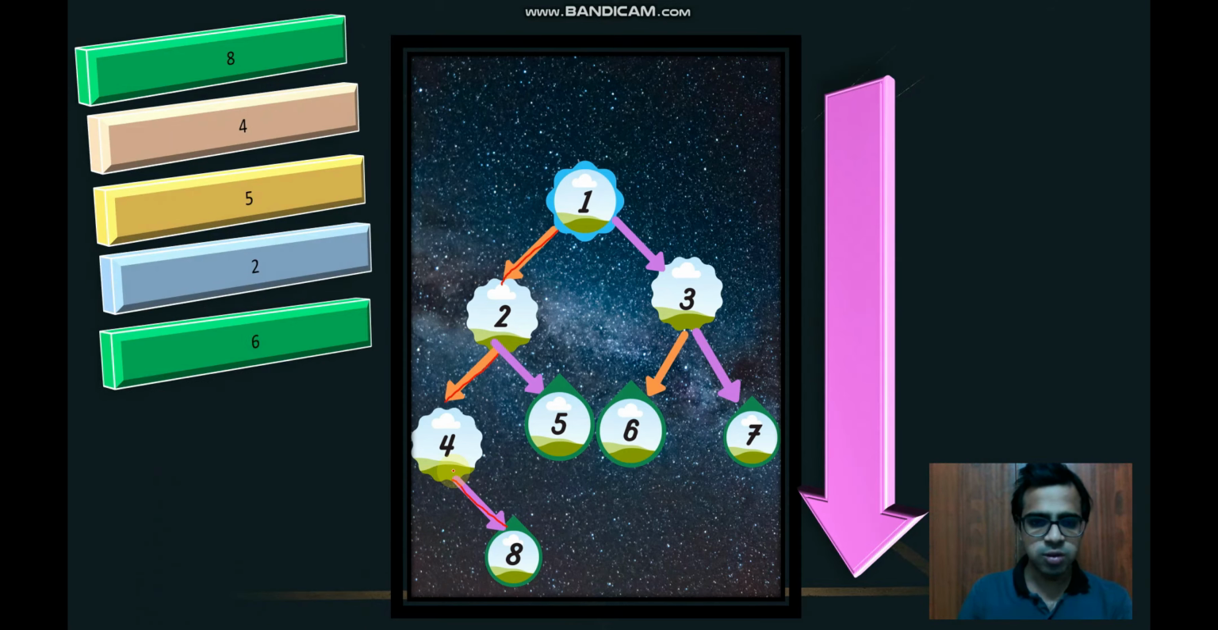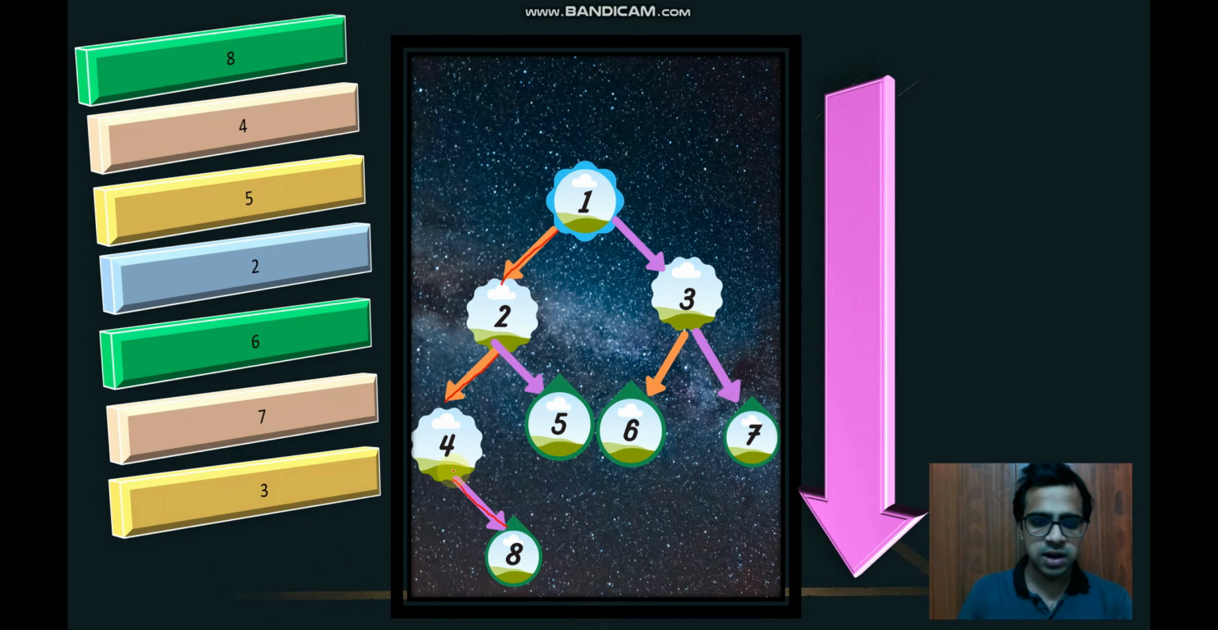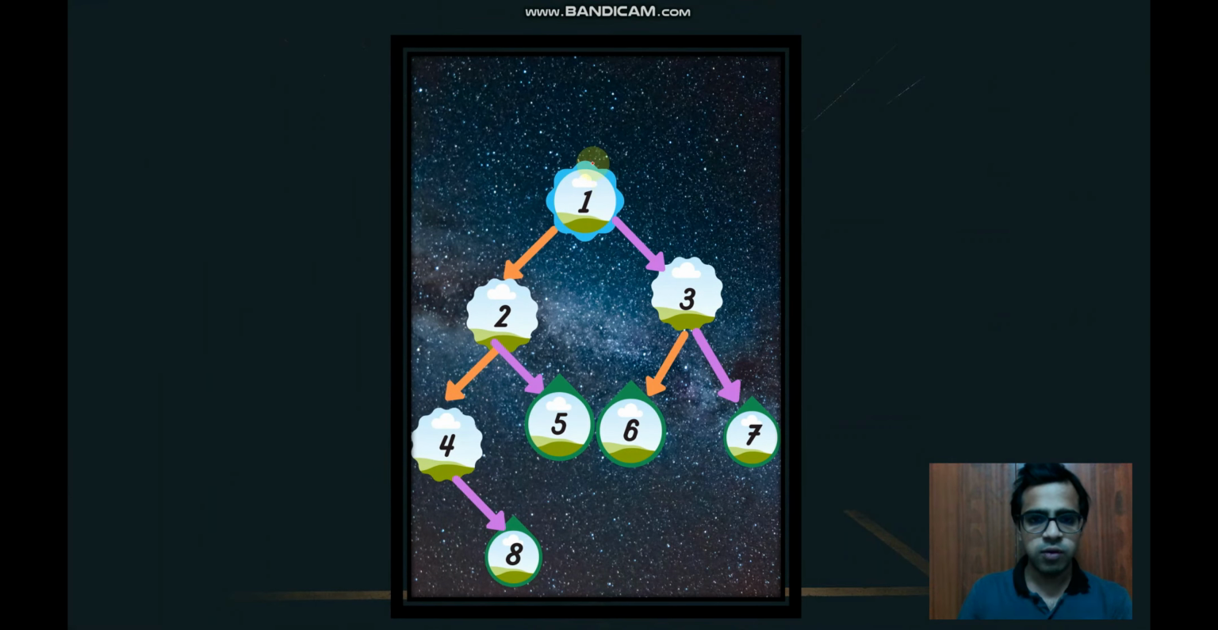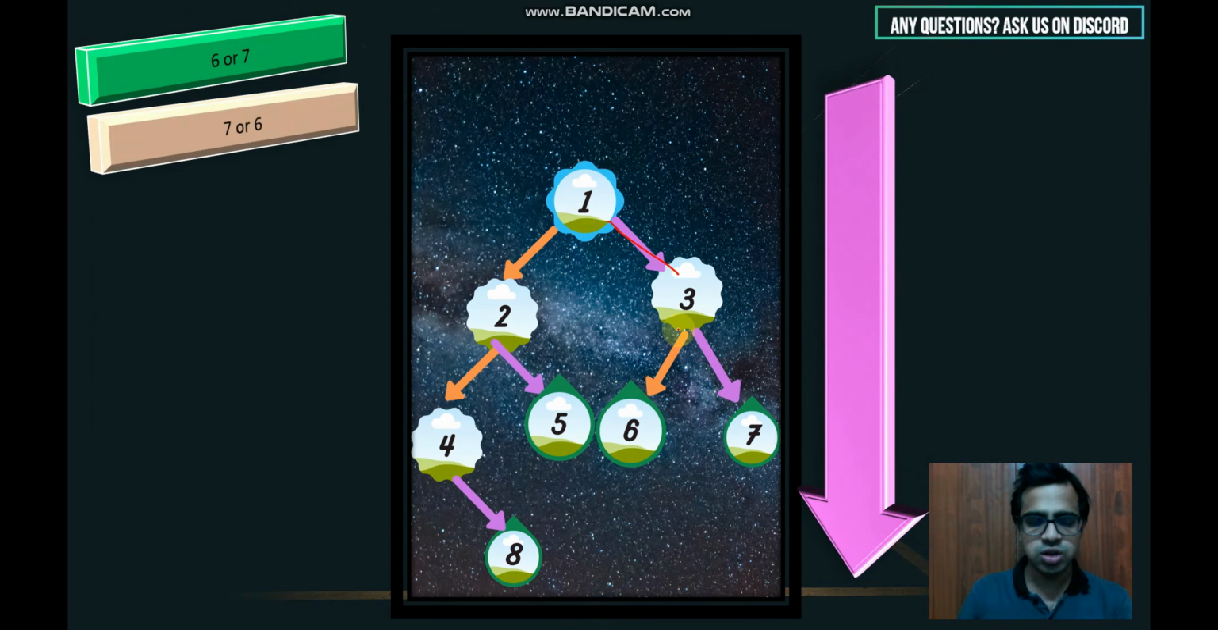This is one such order in which depth first traversal can occur. The other order which I'll also show you is what if 1 gets connected to the right. If 1 goes to the right, we go to 3, and then from 3 we can go either to 6 or to 7. This is another output which I'm going to show you.